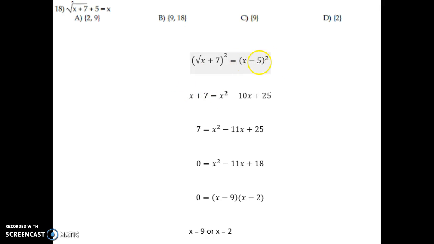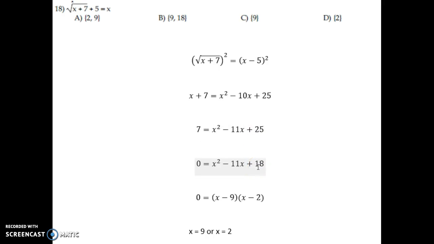And FOIL this out, and you'll get this result. This is x minus 5 squared. And now let's try to solve for x. So subtract an x from both sides. You'll end up with minus 11x. And subtract a 7 from both sides, and you'll end up with an 18.